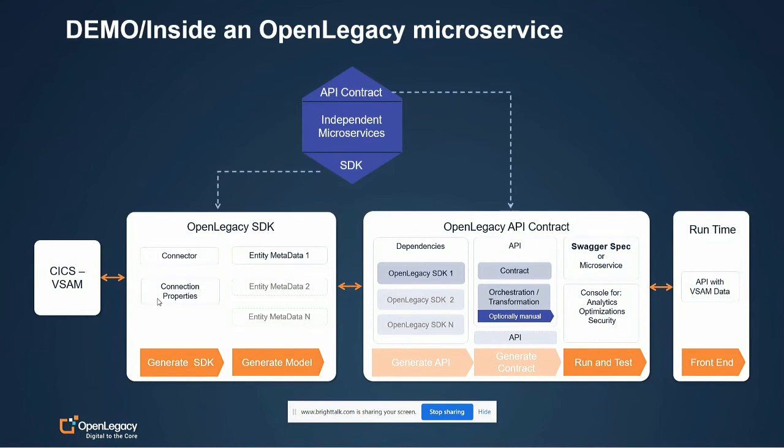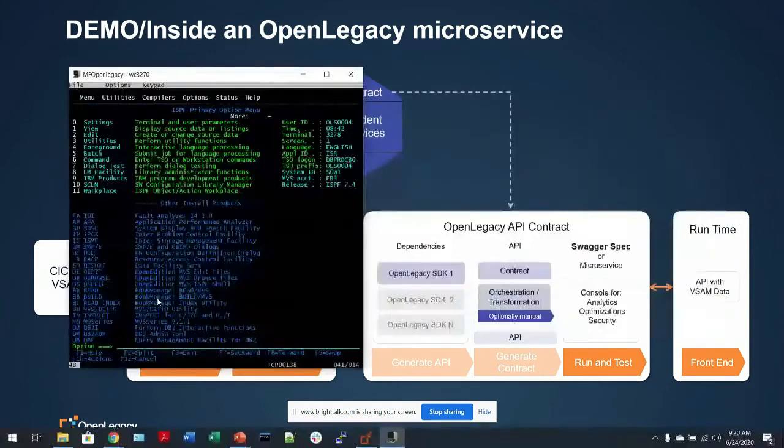So I'm going to give you a demo on how we do the access to the VSAM files. As you can see in the diagram, we are going to generate an SDK, then the API, and then I'm going to run and test these for you. And first, I'm going to start by showing you what we have in the mainframe. Hopefully you can see my screen. This is the format of a green screen of the mainframe, and this is the sandbox that we have.